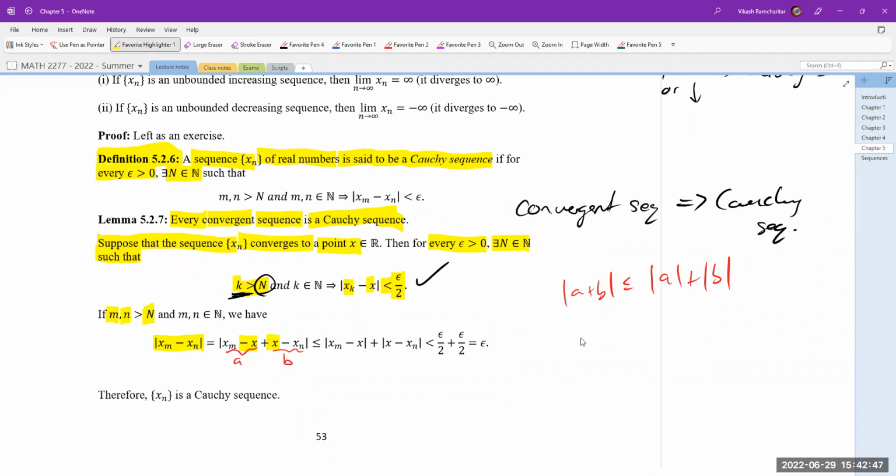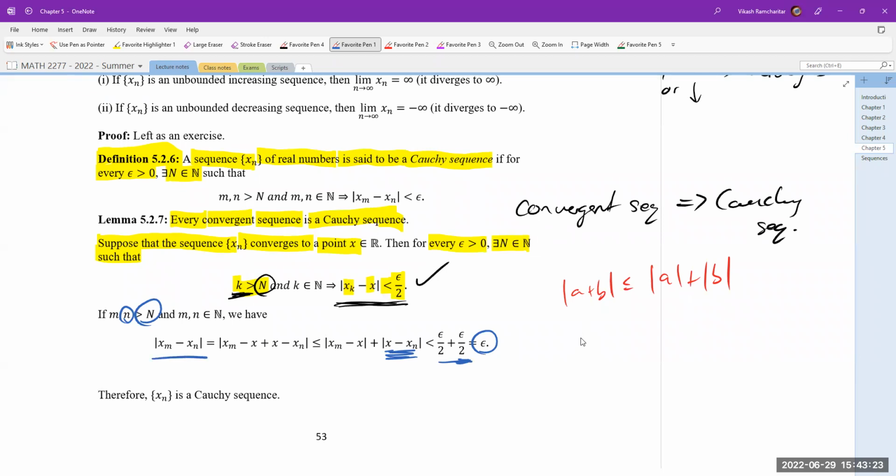Okay. So I get this term plus this term. But hey, m was bigger than n. So the distance between xm and x is less than epsilon, right? That's what this means. But now look, we also have something else. We have n is bigger than this capital N. So the distance between xn and x is less than epsilon. So when I add these two together, I get epsilon.